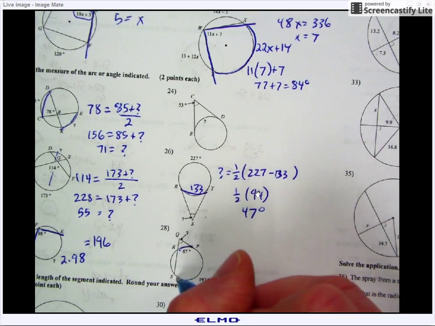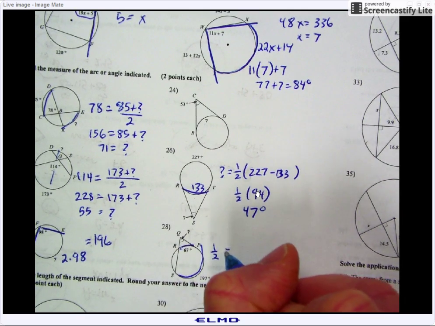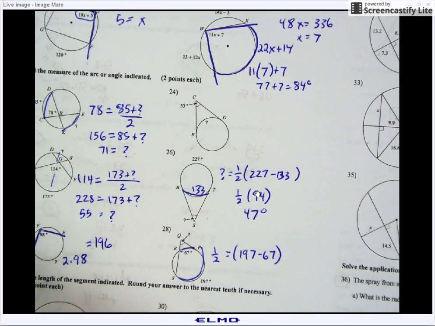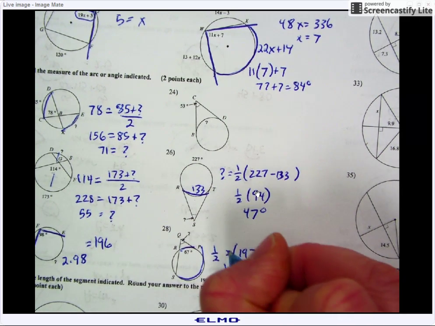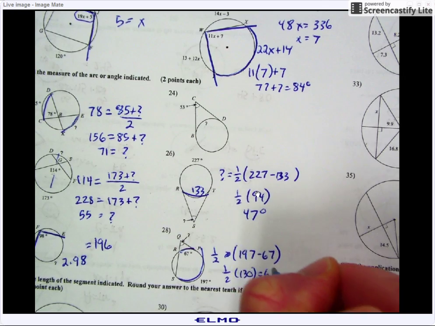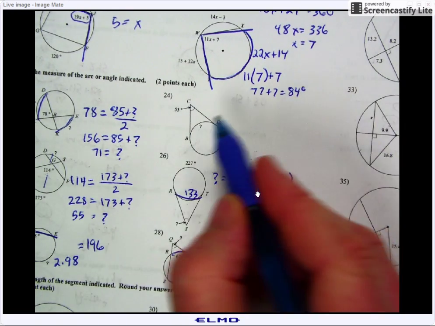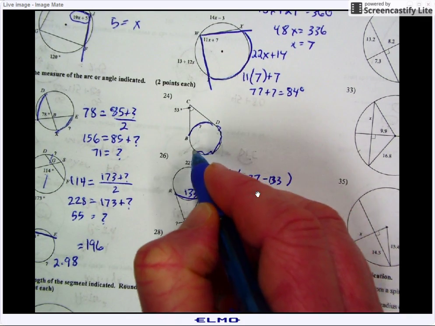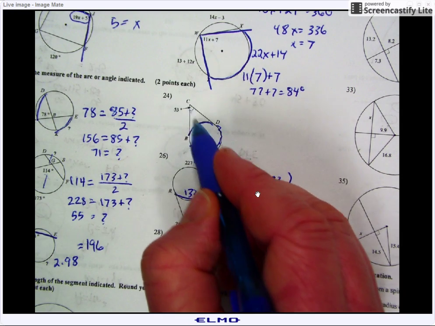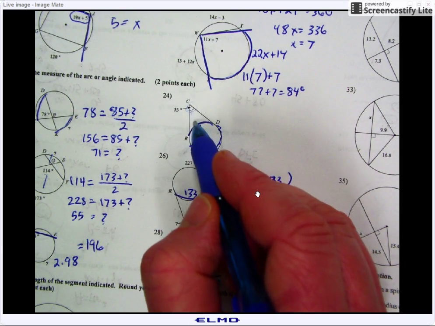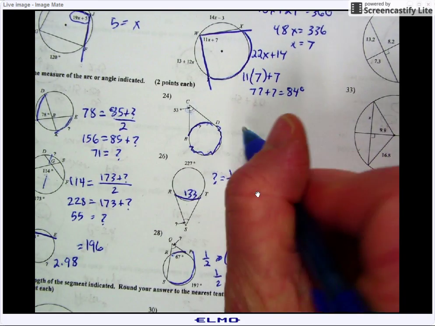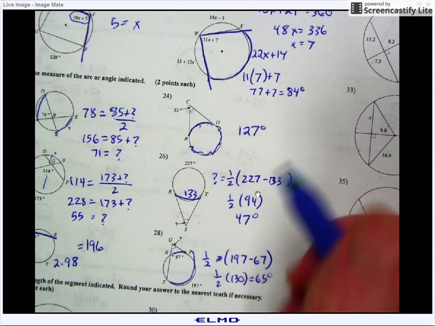Down here, I have these two arcs intercept. Pretty straightforward. Half of 197 minus 67. 197 minus 67 equals 130. So half of 130 equals 65. Now this one, we don't know either arc. So this is one where you have the shortcut that we remember that these two, the outside of a tangent, and this arc always add up to 180. If you don't do that, you got to guess and check until you get to your answer.